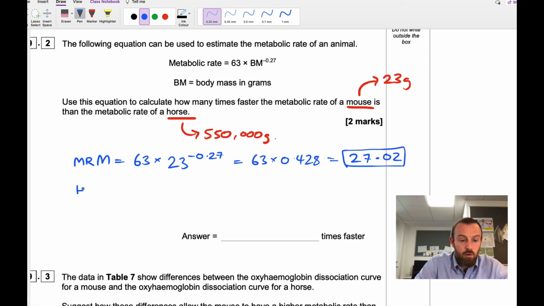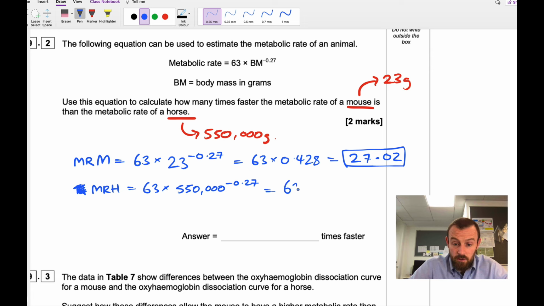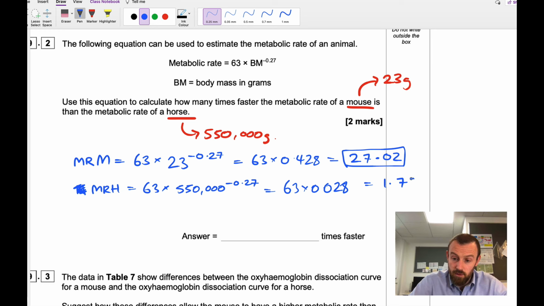Let's say horse metabolic rate, this way around, metabolic rate horse, that's going to be 63 times body mass, which is a massive number, 550,000 to the minus 0.27. So 63 times 0.028 equals 1.78. I'm going to do it to 2 decimal places, 1.78.